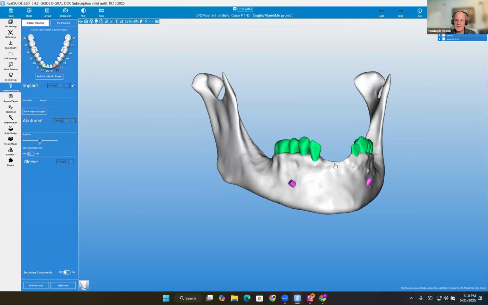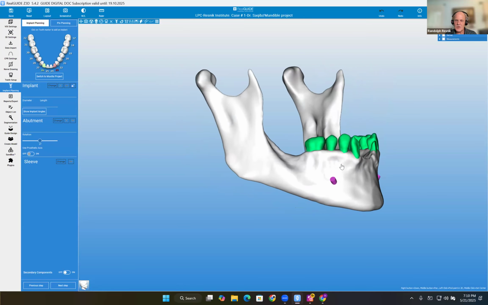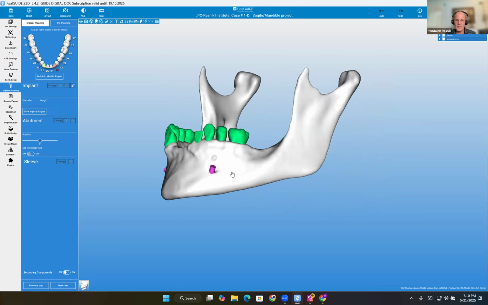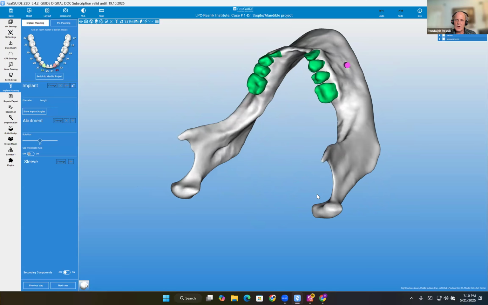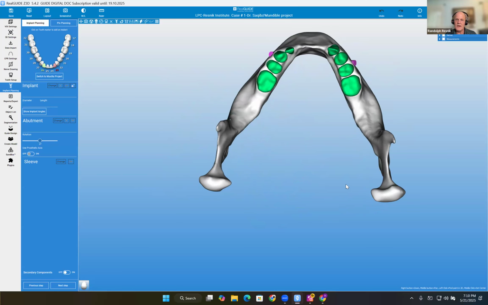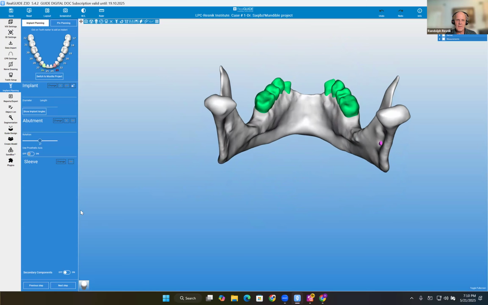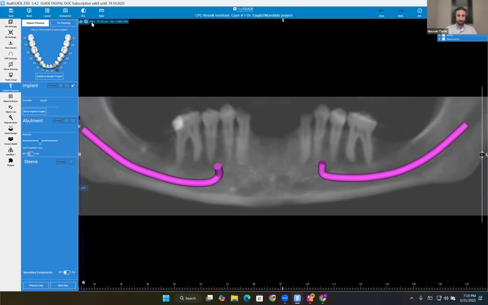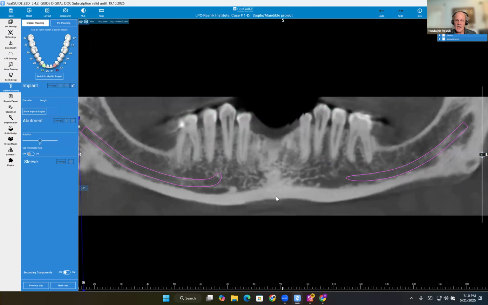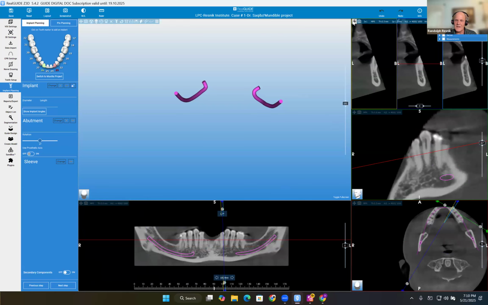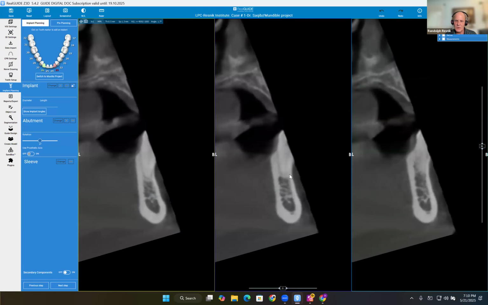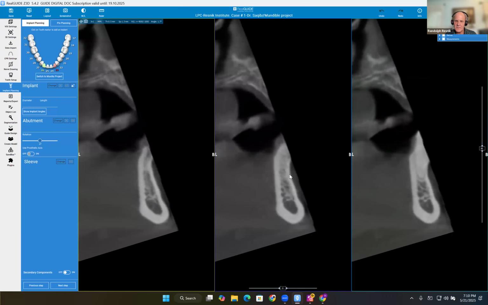Okay, so could we do a 360 here? So he's going to just show us the 3D model. Let's look from the lingual. Okay, so we have very, very thin bone there. And let's go ahead and look at the pan view. You got it, sir. Okay, good. And let's go through the cross sections. So he'll start on one side and just scroll through. So look at the cross sections.